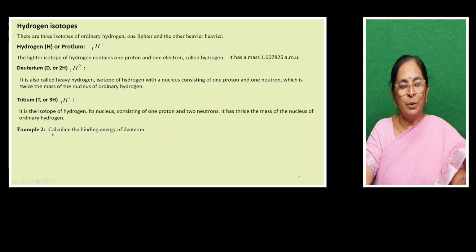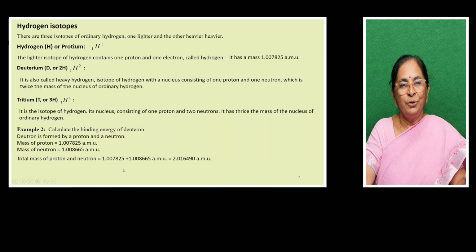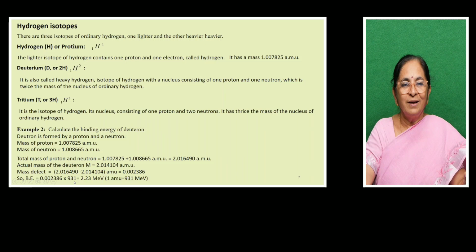So now the question is, calculate the binding energy of deuteron. For the binding energy formula we must know number of protons, number of neutrons, and mass of the proton and mass of the neutron, and mass of that deuterium nucleus must also be given. So here they have given mass of proton and mass of the neutron, and you can find out the total mass of the nucleons. The actual mass of the deuteron is given here, so you can find out the mass defect, multiply it by 931, then you will be getting binding energy.